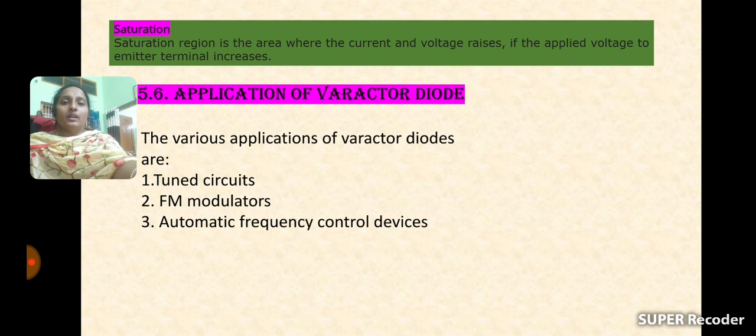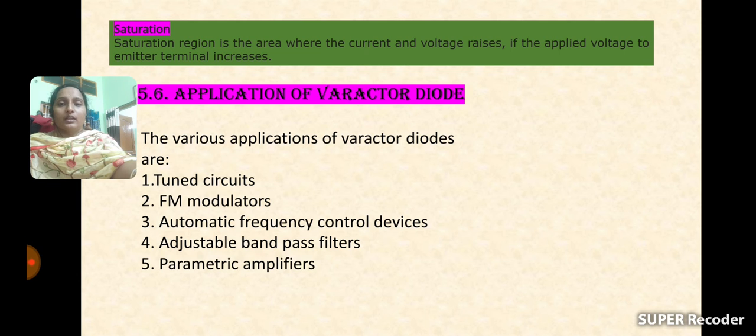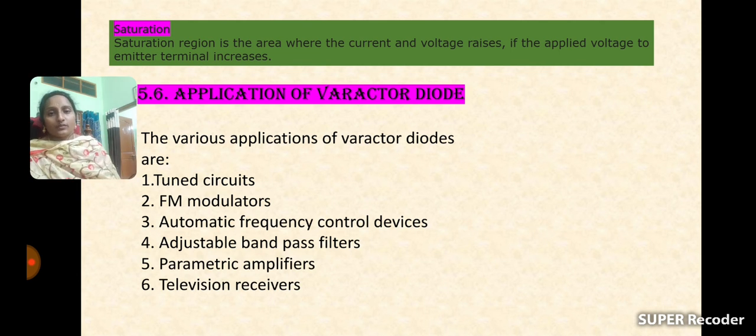And while coming to the applications of the varactor diode, meaning where the varactor diode is used. See here, because its dielectric area is increased or decreased, it is used in tuned circuits. In our previous classes, we discussed tuned amplifiers. Like that, the varactor diodes are used in tuned circuits.